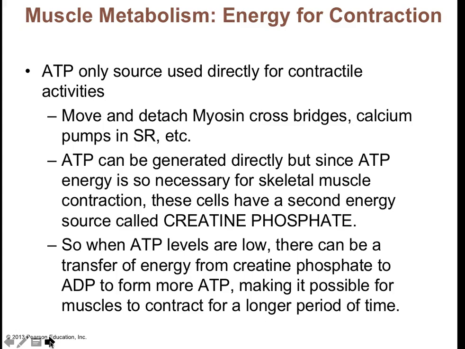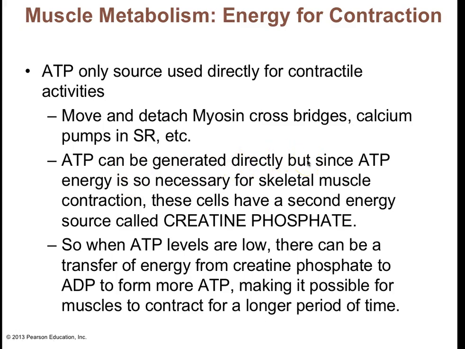So when your muscles contract, they are using up a lot of ATP energy, using up a lot of calories. And skeletal muscle cells especially are going to perhaps be in a situation where you need to use them maximally. So there's an additional energy source, a backup energy source, like a backup generator. So let's just talk about that. ATP is the only source of energy used directly for contraction of either a muscle or a muscle cell. The movement, detachment of myosin, making cross bridges, calcium pumps, etc. all need ATP energy.